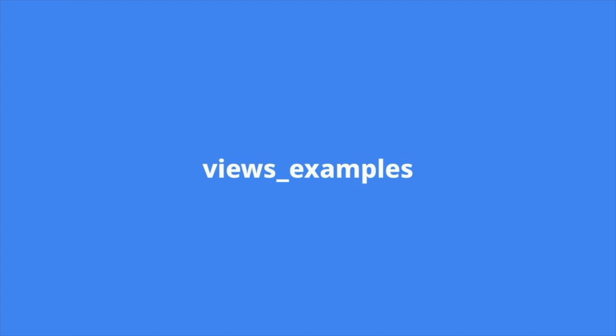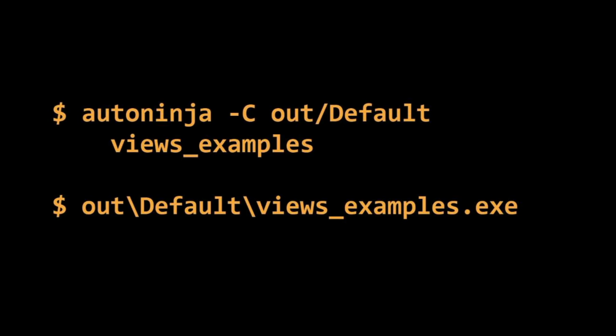But View is too basic to use, so there are pre-built controls. And you can see this in the views examples project. In order to build and run views examples, type this command into the terminal in the src directory. Then you should find the views examples executable generated in the out/Default directory. In case you've never built Chromium, please refer to my video. And one more thing, the views examples project may not run on Mac.